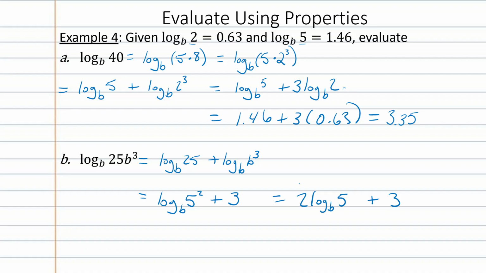And I know the log base b of 5 is 1.46. So it's going to give me 2 times 1.46 plus 3. And if I pull up my calculator, 2 times 1.46 plus 3, I get 5.92. And I'm good to go.